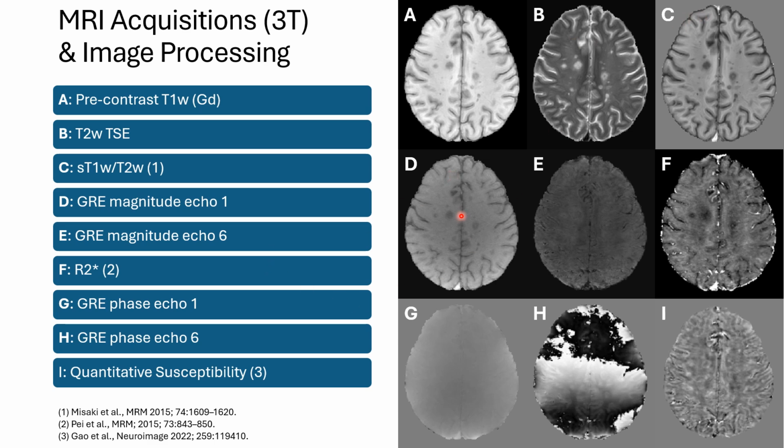D and E show magnitude echoes 1 and 6 from the gradient echo acquisition, and all echoes were used to construct F, which is the R2-star map. Also, G and H show the phase echoes from the gradient echo acquisition, and all phase echoes were used to construct I, which is the quantitative susceptibility map.